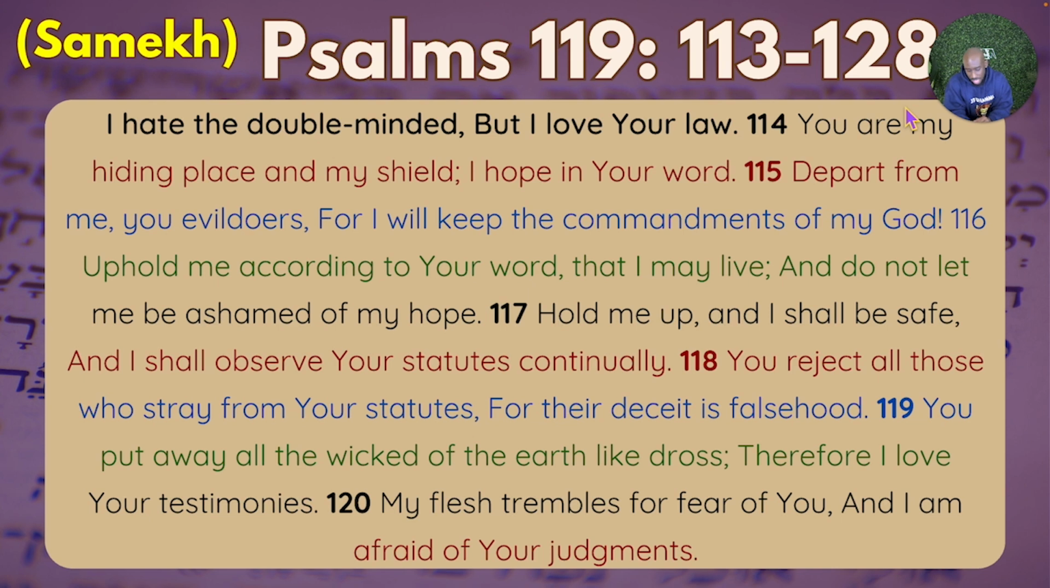Let's read together. He says, I hate the double-minded, but I love your law, your Torah. You are my hiding place and my shield. I hope in your word. Depart from me, you evildoers, for I will keep the commandments of my God, my Elohim. Uphold me according to your word that I may live. Oh, come on, Dave, that's what I'm talking about. And do not let me be ashamed of my hope. Hold me up and I shall be safe and I shall observe your statutes continually.